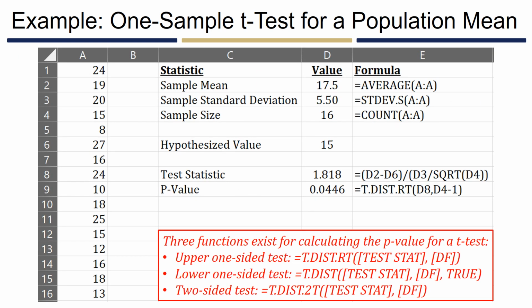So looking at the data in Excel, we can now calculate out all of the statistics that we need in order to get the test statistic. Our sample mean is 17.5. We have a sample standard deviation of 5.5, and we have a sample size of 16. We also know here that our hypothesized value is going to be equal to 15, so we have all four values that we need for the test stat.